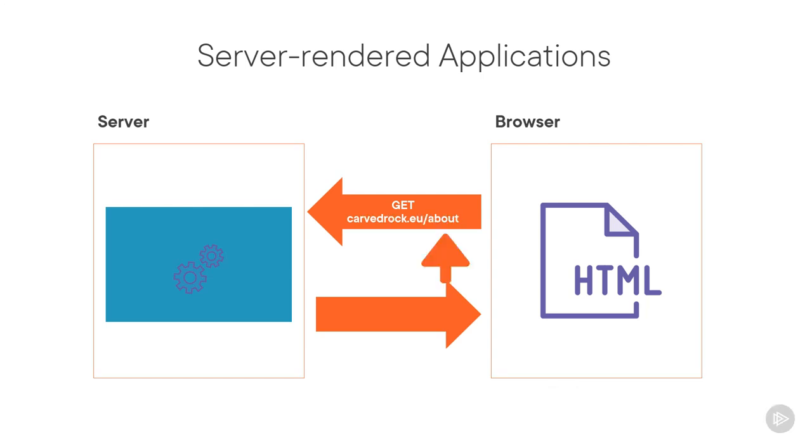Now let's say there's a link in the page that the user presses. In this example, the link to the About page. This will trigger a new request to the server, which will produce new HTML output, which is again rendered by the browser.